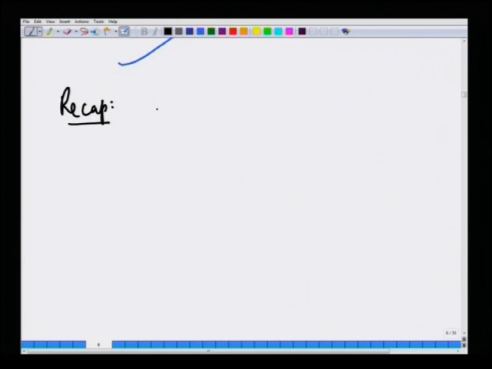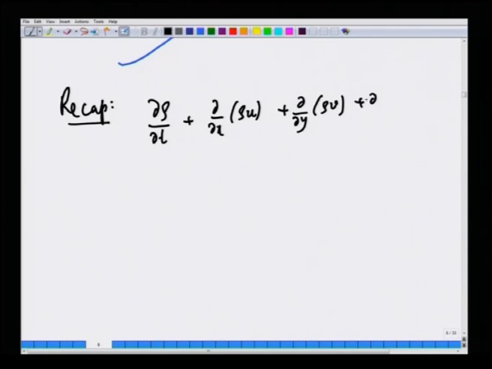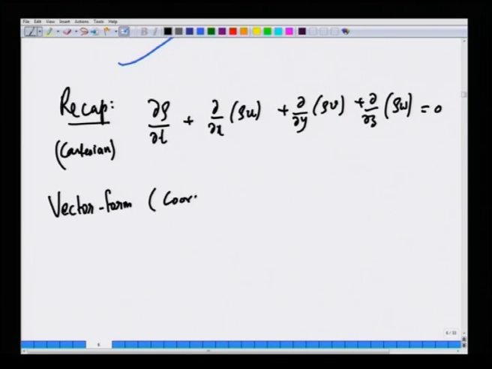Okay. We first derived the most general form of the continuity equation for a Cartesian coordinate system, that becomes the following. Okay. This is for Cartesian coordinates. Now, we can also write this in vector form, which is coordinate free. That is, the nature of the equation that we write in the vector form is independent of the coordinate system you choose to work with. It is always the same. It is also called the abstract form: d rho dt plus del dot rho v is 0.